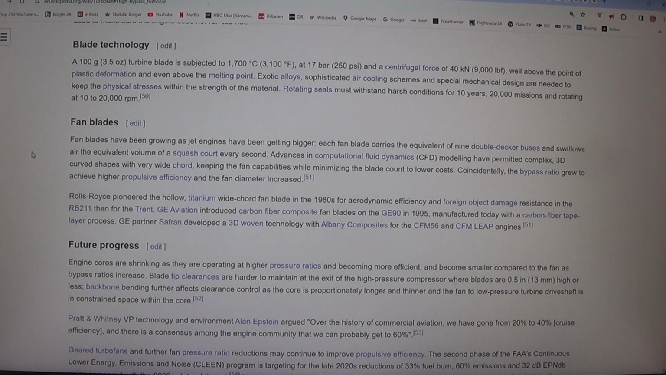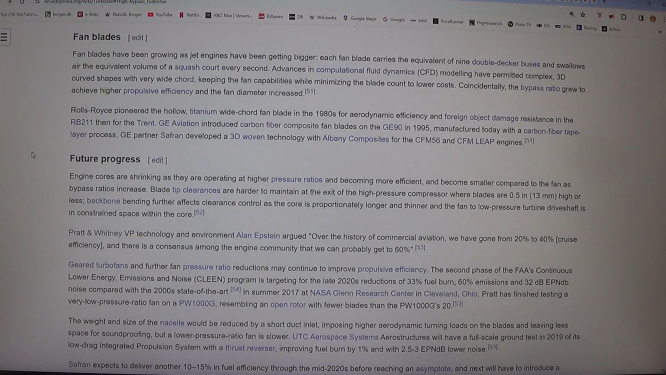Fan blades. Fan blades have been growing as jet engines have been getting bigger. Each fan blade carries the equivalent of 9 double-decker buses and swallows air the equivalent volume of a squash court every second. Advances in computational fluid dynamics, CFD, modeling have permitted complex, 3D curved shapes with very wide chord, keeping the fan capabilities while minimizing the blade count to lower costs. Coincidentally, the bypass ratio grew to achieve higher propulsive efficiency and the fan diameter increased.